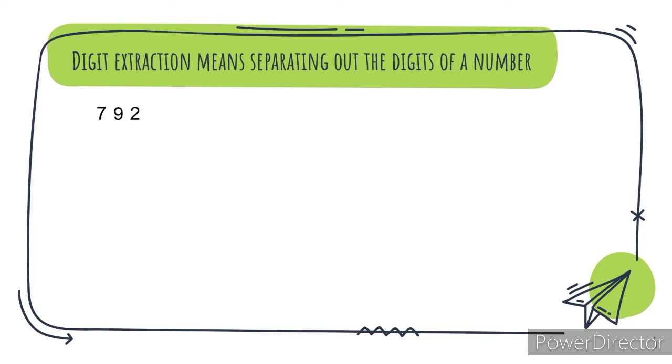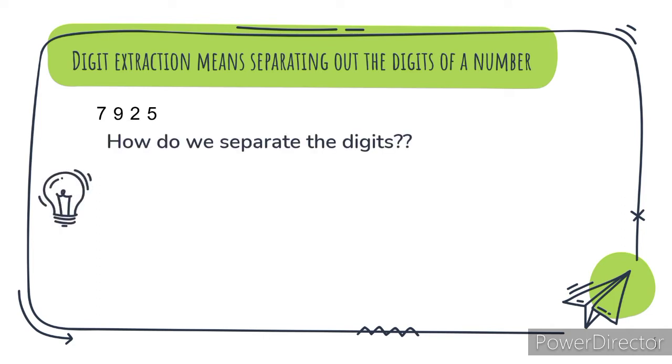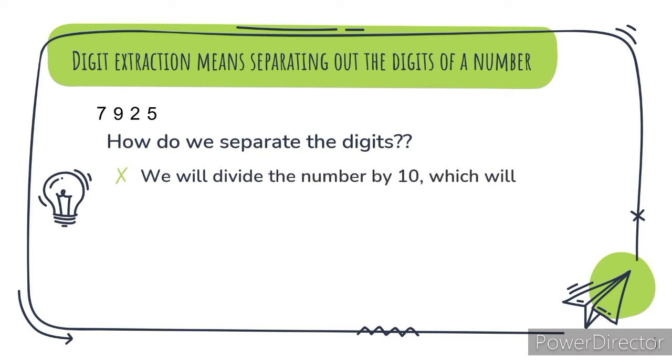So let us take an example. Suppose the number is 7925. We can see it is a 4-digit number. So how are we going to separate out these individual digits from the number? To separate out the digit, we can divide the number by 10, which will give the last digit as the remainder.